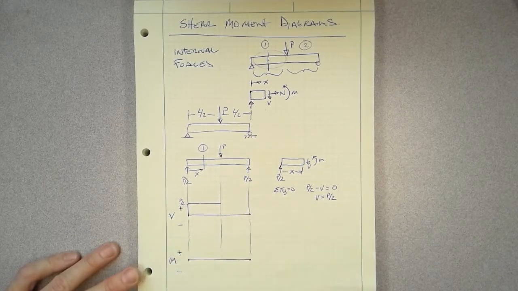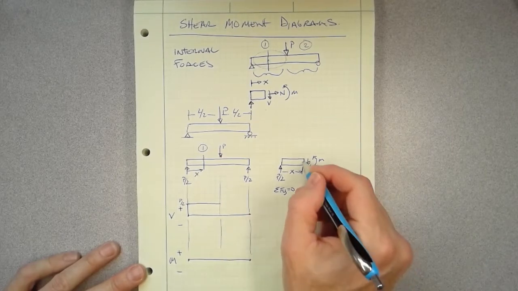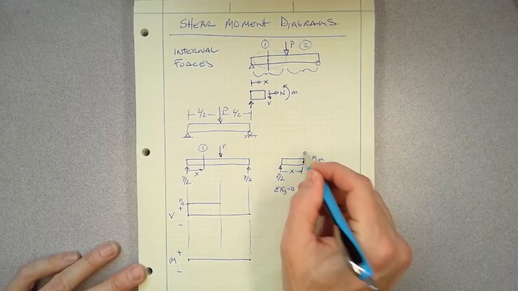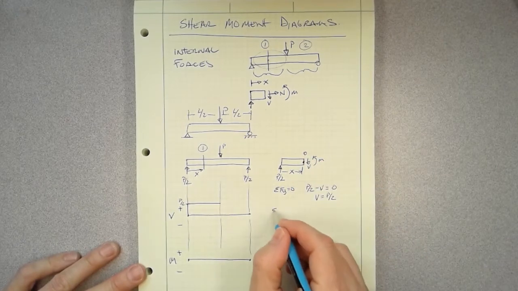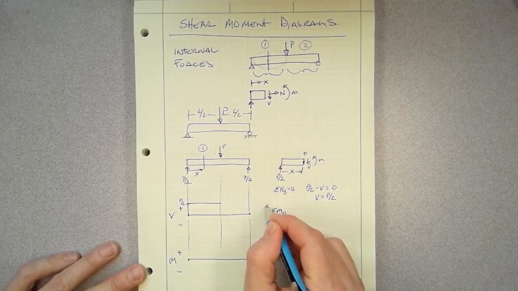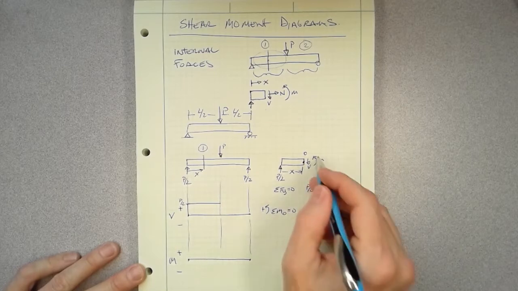Now let's go and calculate our moment in section 1 next. To calculate our moment, I'm going to take the moment right about this point here, and I'm going to call that point O. So the sum of the moments about point O, and I will call this direction positive, is going to be equal to 0.